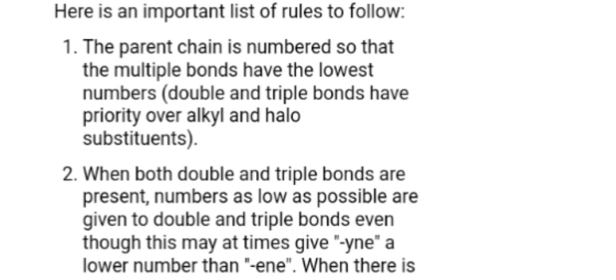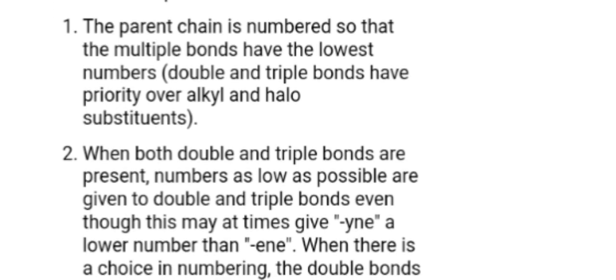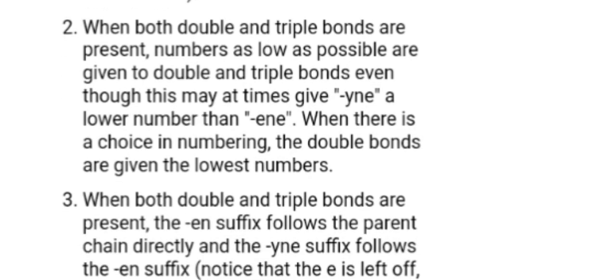Here is an important list of rules to follow. Rule 1: The parent chain is numbered so that the multiple bonds have the lowest numbers. Double bond and triple bond have priority over alkyl and halo substituents. So whether alkyl groups or halogens are there, the multiple bonds take preference. If you want to number, ensure you give the lowest numbering to either the double bond or triple bond, because those have more power than the other ones.